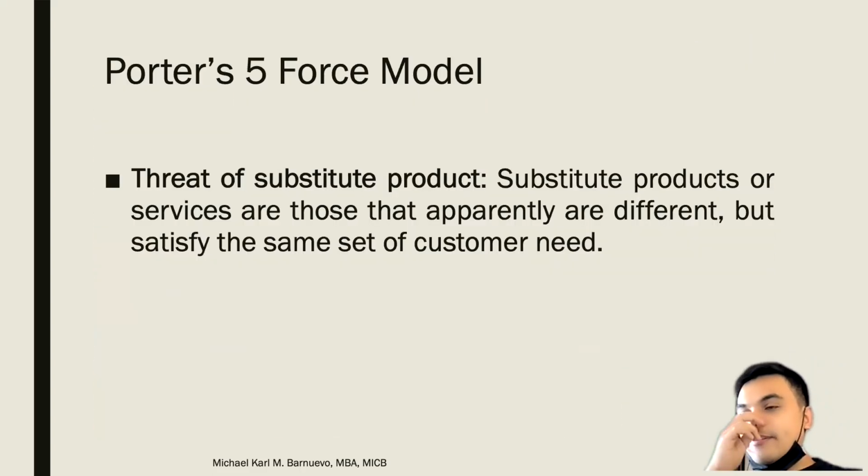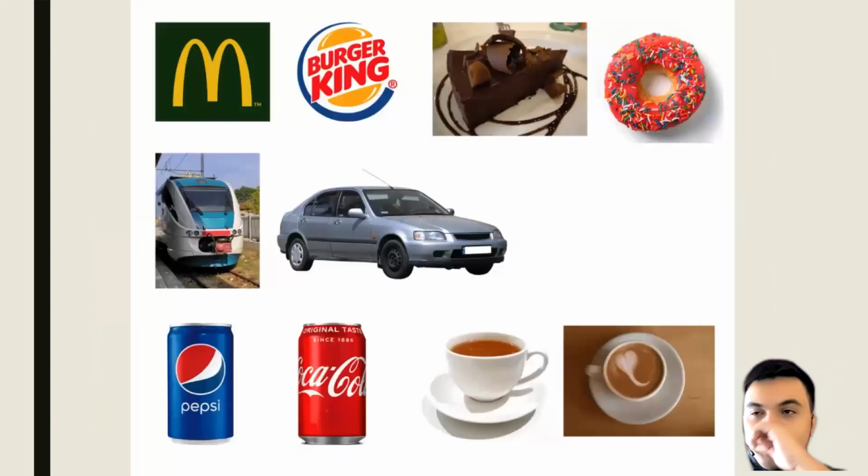What else? And we have the threat of substitute products. Substitute products or services are those that apparently are different but satisfy the same set of customer needs. So here are some examples. If you are hungry, you can either buy to McDonald's, Burger King, or you can eat a cake or eat a donut. All of these products can satisfy the same need.